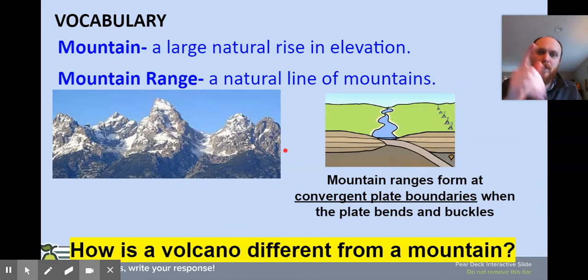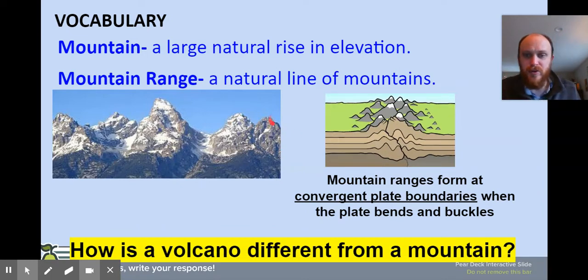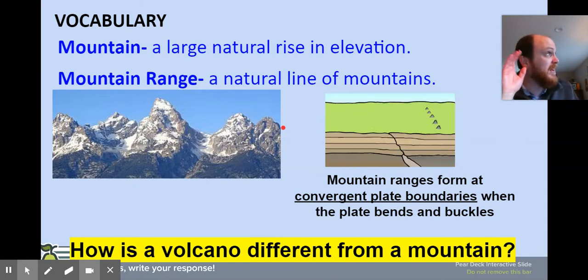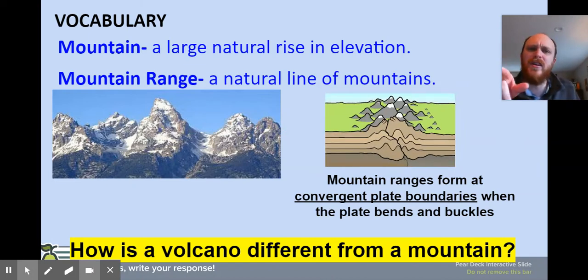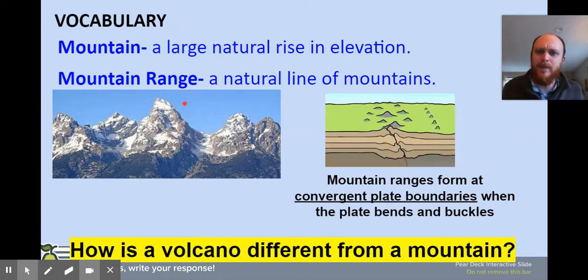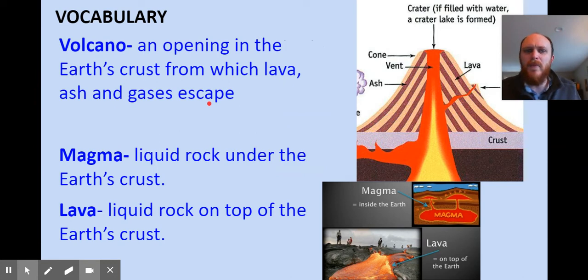On Pear Deck, I asked your class during live class, how do you think a volcano is different from a mountain? So take a second and decide in your mind, how is a volcano different from a mountain? How do you know if this is a volcano or just a mountain? So volcanoes have an opening which allows lava to escape, also ash and gas sometimes. That is what a volcano is. It doesn't always have to be a mountain. You can have a volcano that's low. You can have a volcano under the ocean.